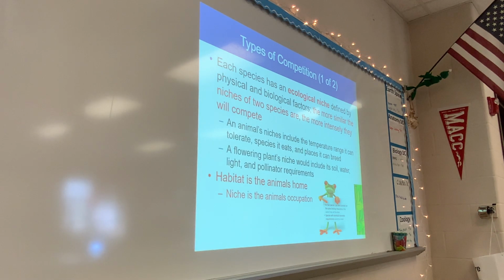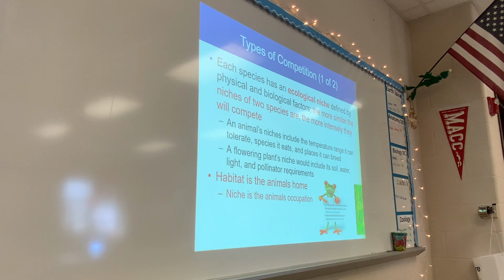Alright, so, ecological niche. You might hear the word niche before, but a niche is different from an animal's habitat. An ecological niche is basically how the animal fits into its habitat. The habitat is where the animal lives, and a niche is what the animal does. So that bottom, like, two lines kind of sums it up. The habitat is the animal's home, and the niche is the animal's occupation, what it's doing within its habitat.